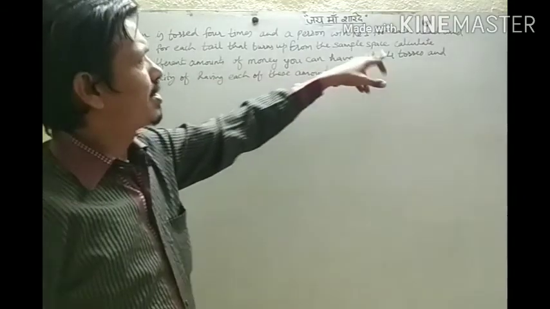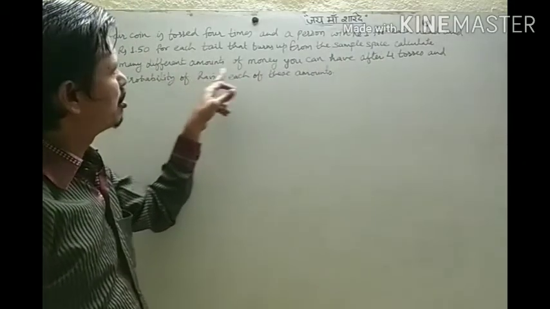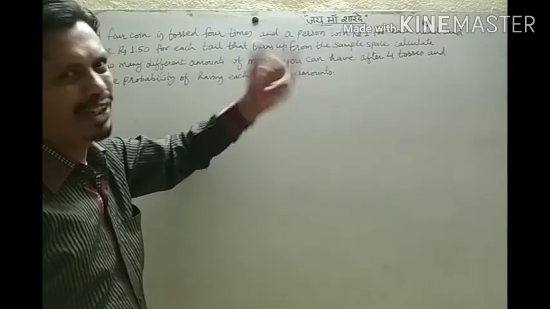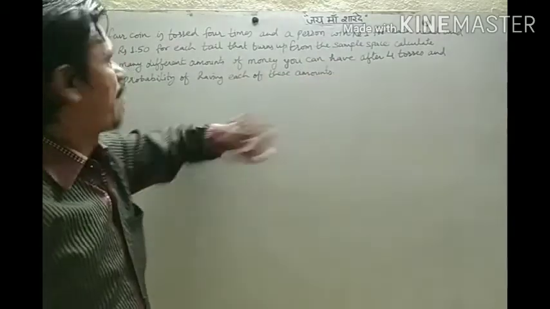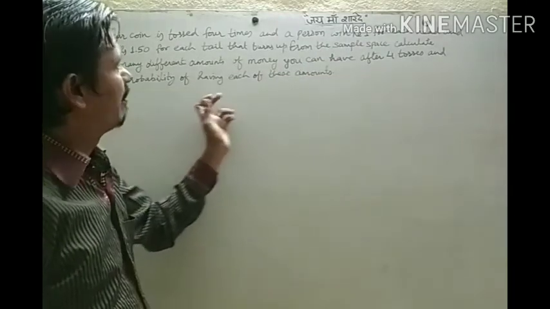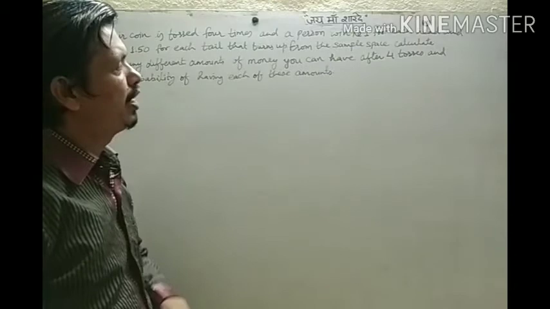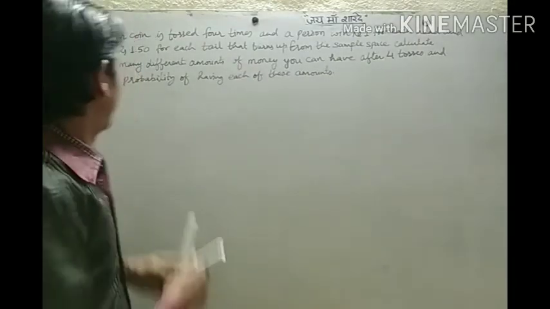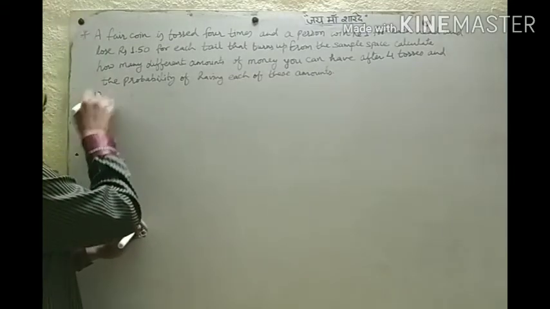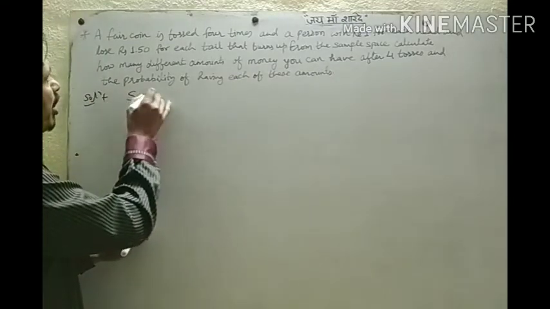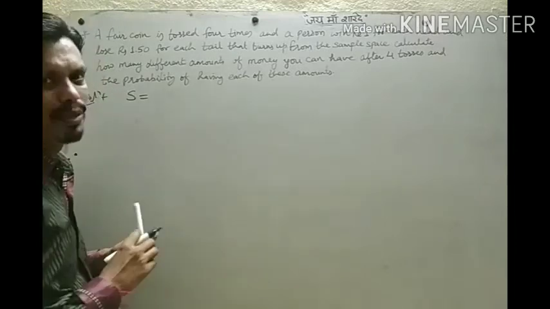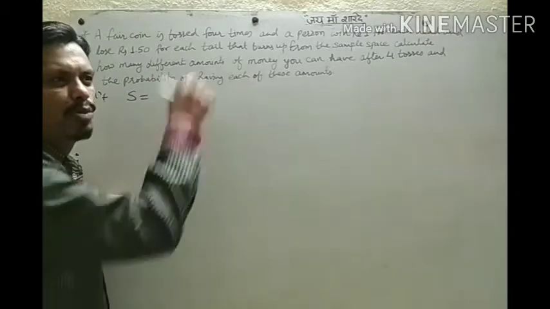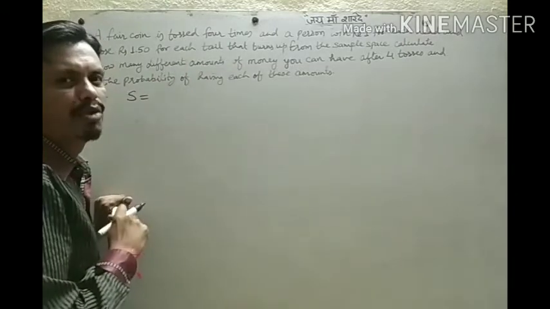So from the sample space, calculate how many different amounts of money you can have after 4 tosses. What amount we can have after 4 tosses, and the probability of having each of these amounts. So first of all, if we toss one coin 4 times, then what will be the sample space? We know the number of sample points will be 2 to the power 4, means 16 points will be there.